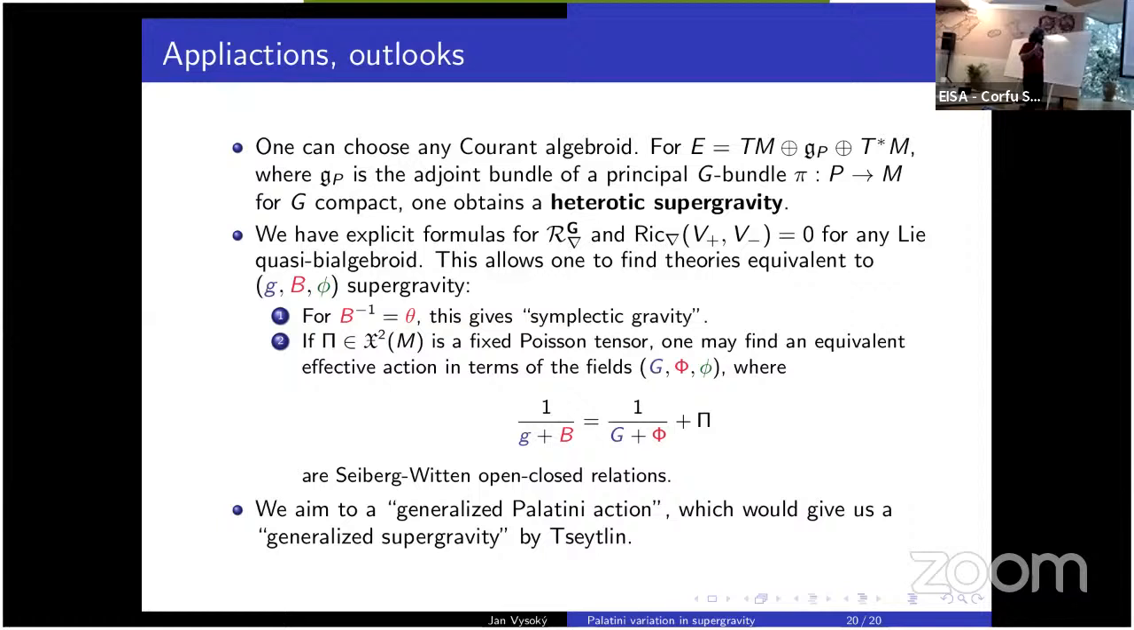And what we are now trying to do is to do a generalized Palatini action, which would also give us something which is called generalized supergravity by Zeitlin. But unfortunately, I wrote this two days ago, and yesterday I found out that this is probably nonsense, but I kept it there. So maybe we'll find it somehow someday. And that's it. Thank you very much.